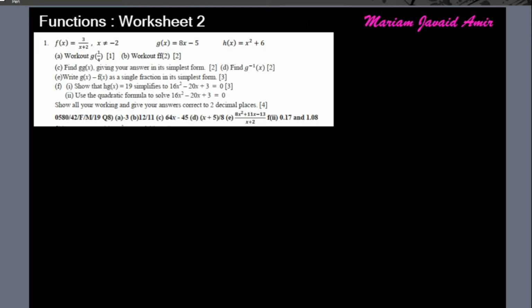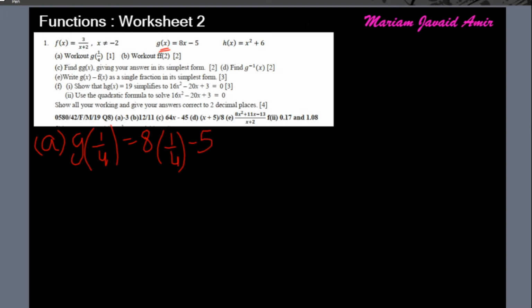Alright, so we're doing worksheet number 2, which is functions. Question number 1: f(x) equals 3 over x plus 2, g(x) equals 8x minus 5, and h(x) equals x squared plus 6. For part A, we have to find g(1/4).